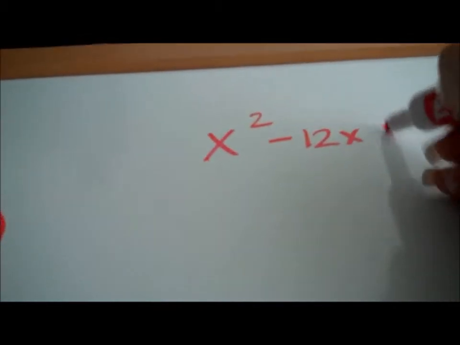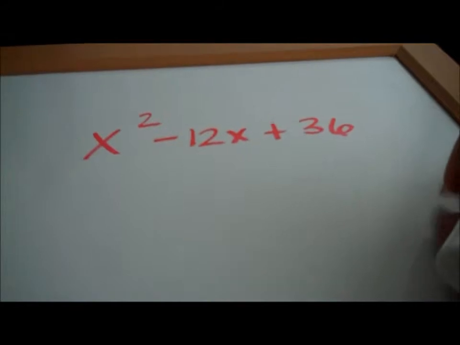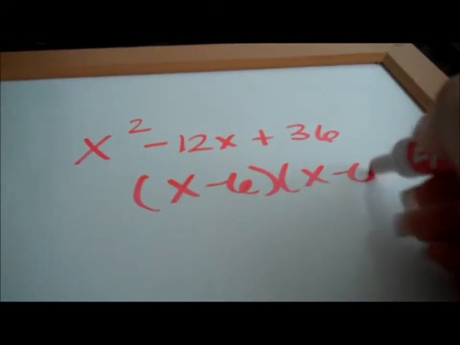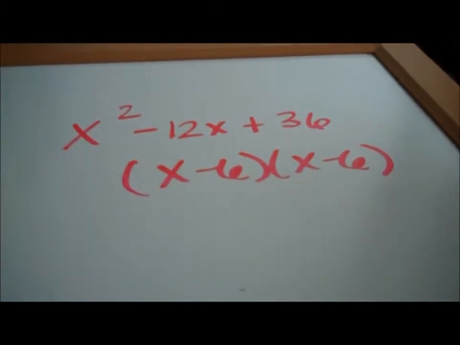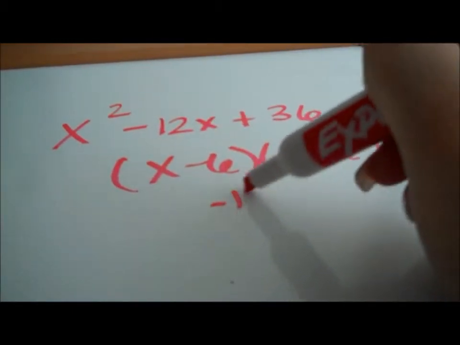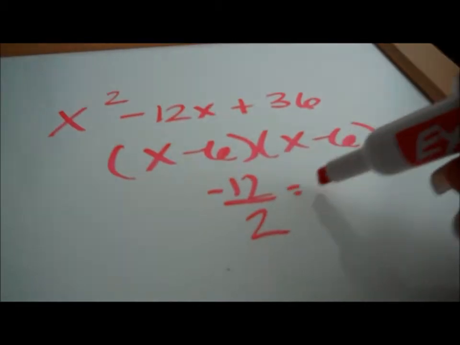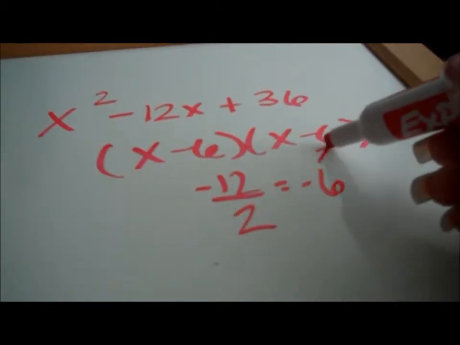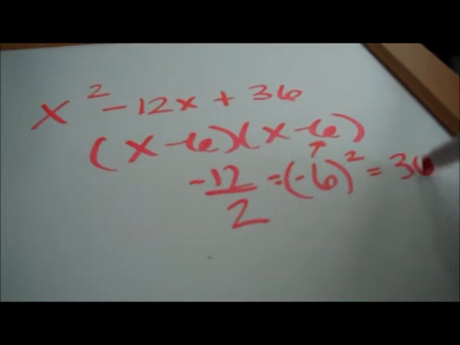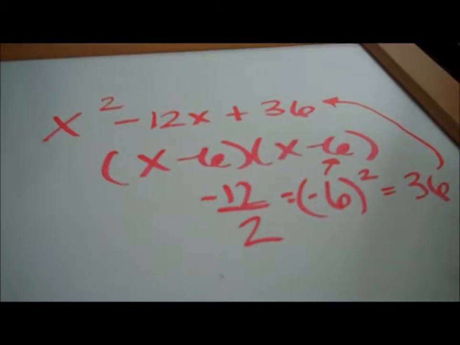Okay? So, if I gave you something like x squared minus 12x plus 36, we know that that would be x minus 6 and x minus 6. So, to get from the negative 12 that we got up here as our b, we would divide that by 2, get a negative 6, which is what we have here, square that, and we would get a positive 36, which would give us the positive 36 in our trinomial.